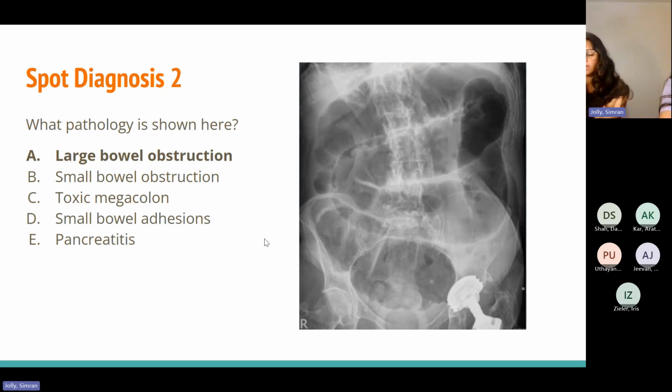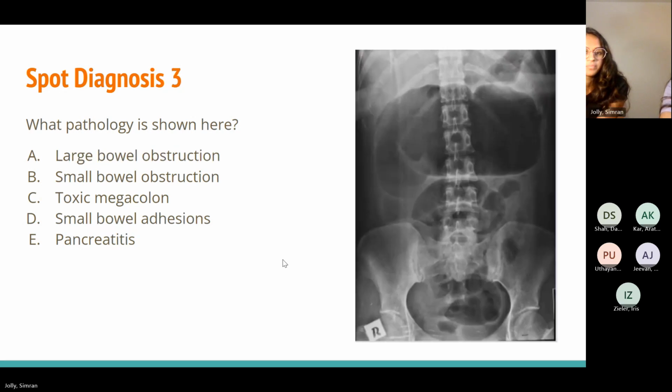Can anyone spot any other artifacts they can see in this image as well? Is there a hip replacement? Yeah, perfect. So there's a hip replacement here. And that's important to mention if you do see this in an exam, for example in an auscultation, because there'll definitely be marks for being able to spot that. Okay, next one.